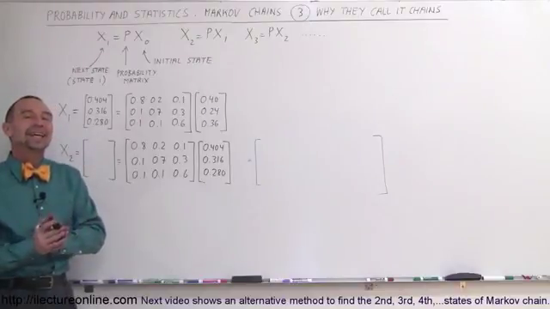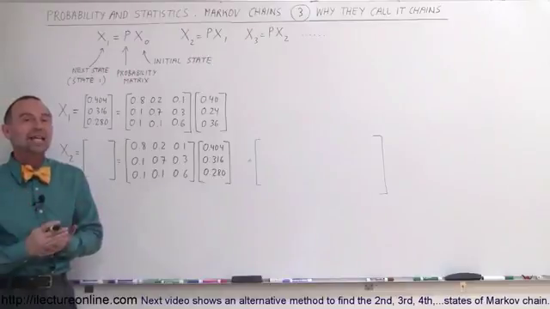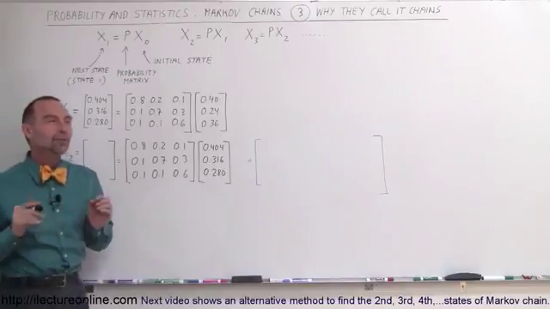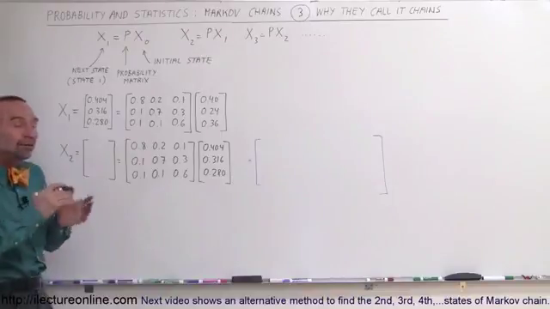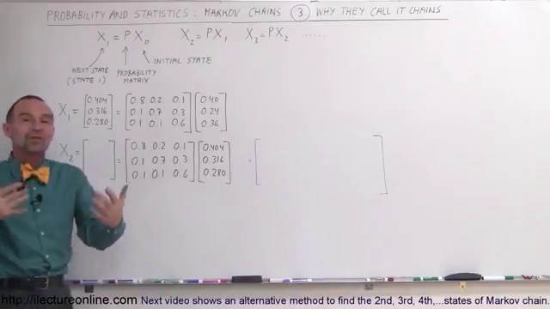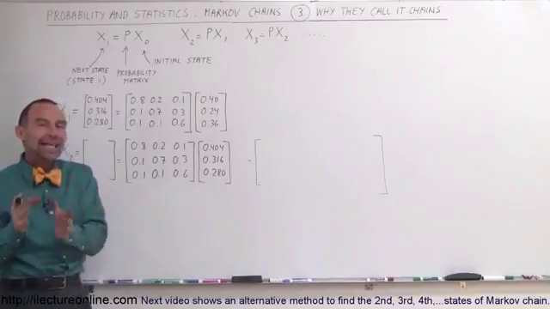Welcome to Electron. In this example, we're going to show you why we actually call these Markov chains. The word chains is used because there's usually a chain of events associated with it. In the previous example, we showed you a simple transaction. We showed you the current state, a probability matrix, and the next state.